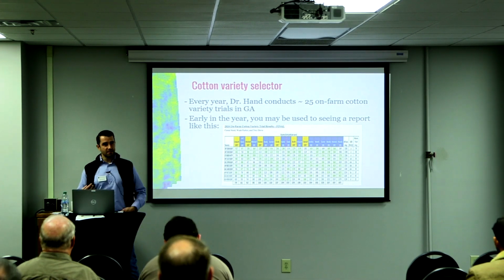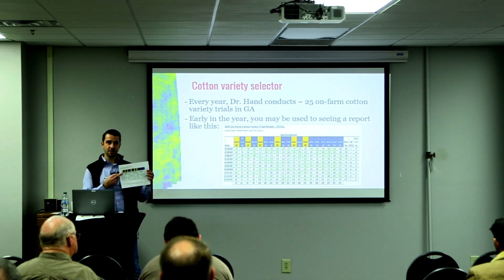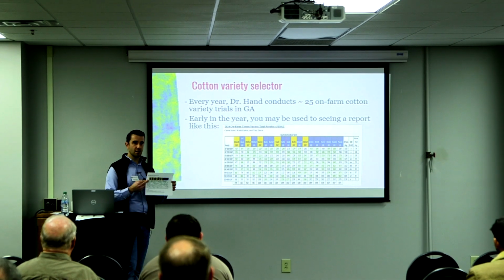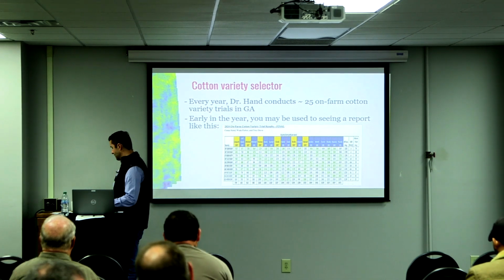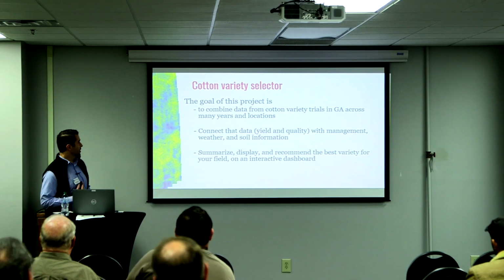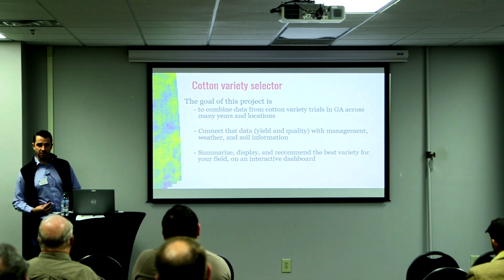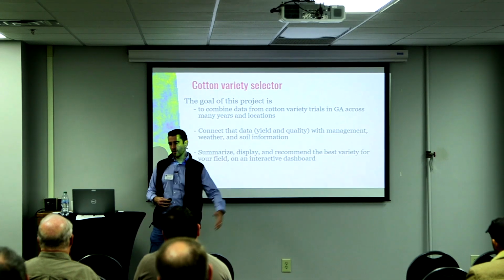The way that this information is distributed most of the time is like this, right? So you get a table for this year, these varieties, you know which county it was, and what was the yield, perhaps some quality data as well. Our goal here was basically to combine all this data. So not just this year's data, but this year's, and going as far back as we can.